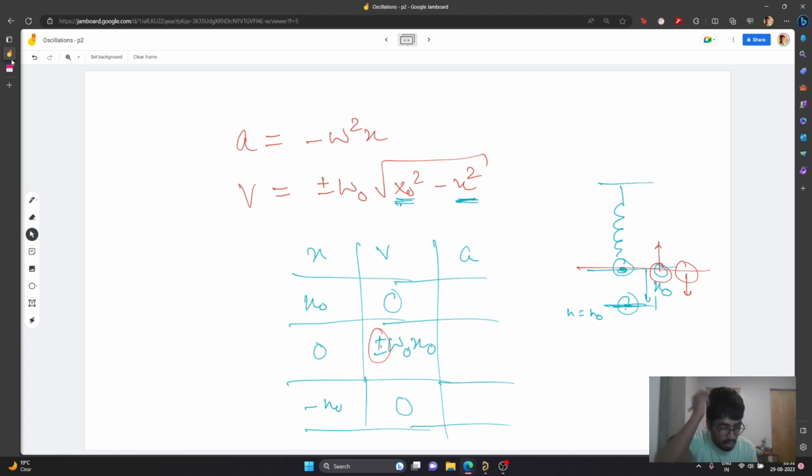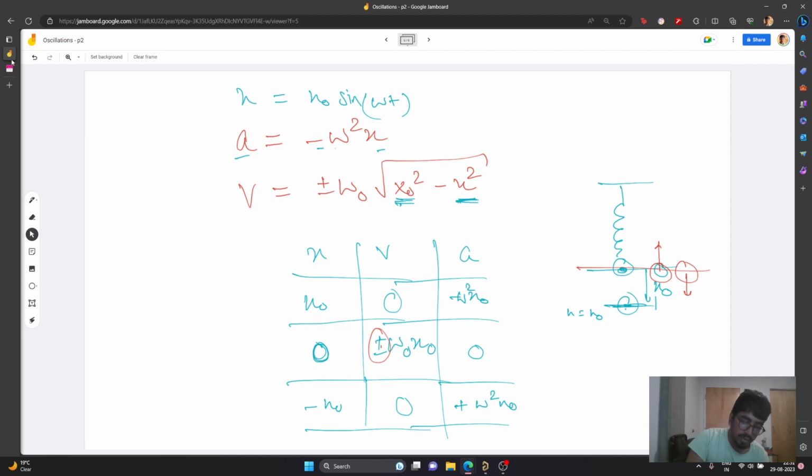It's not as complicated. You can just guess that if this is 0, the acceleration will be minus x times some constant, so minus x naught into omega square. And similarly here, this is 0 and this becomes plus omega square x naught. So these equations are important, and x in general follows x naught sine of omega t. These are the three equations that are important for us.